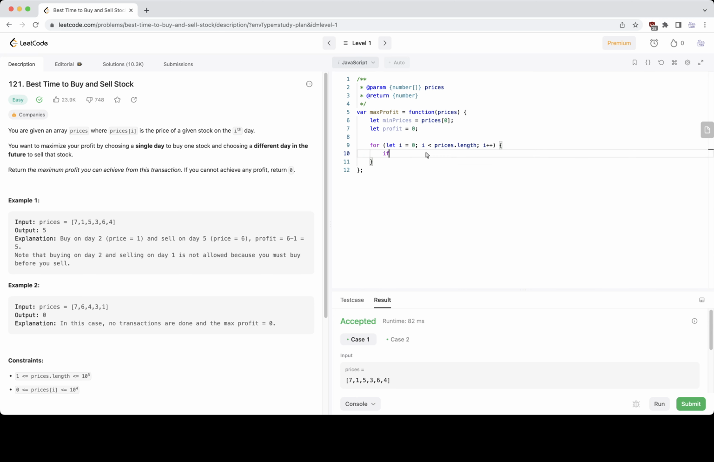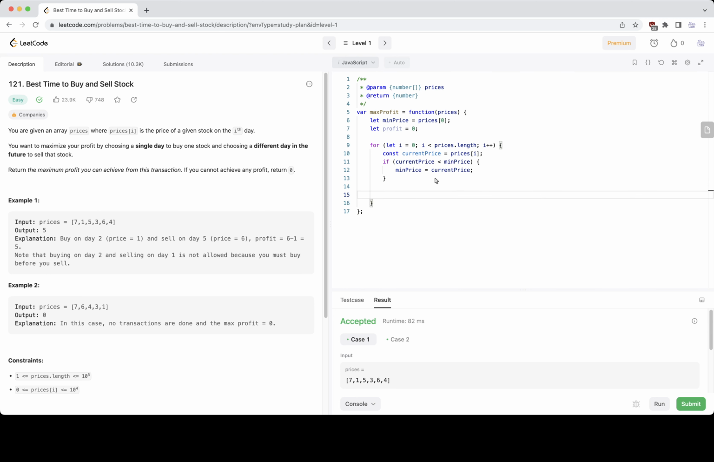Keep track of the min price. How do we do that? So current price is prices[i]. And if the current price is less than the minimum price, then set the minimum price to the new minimum price.